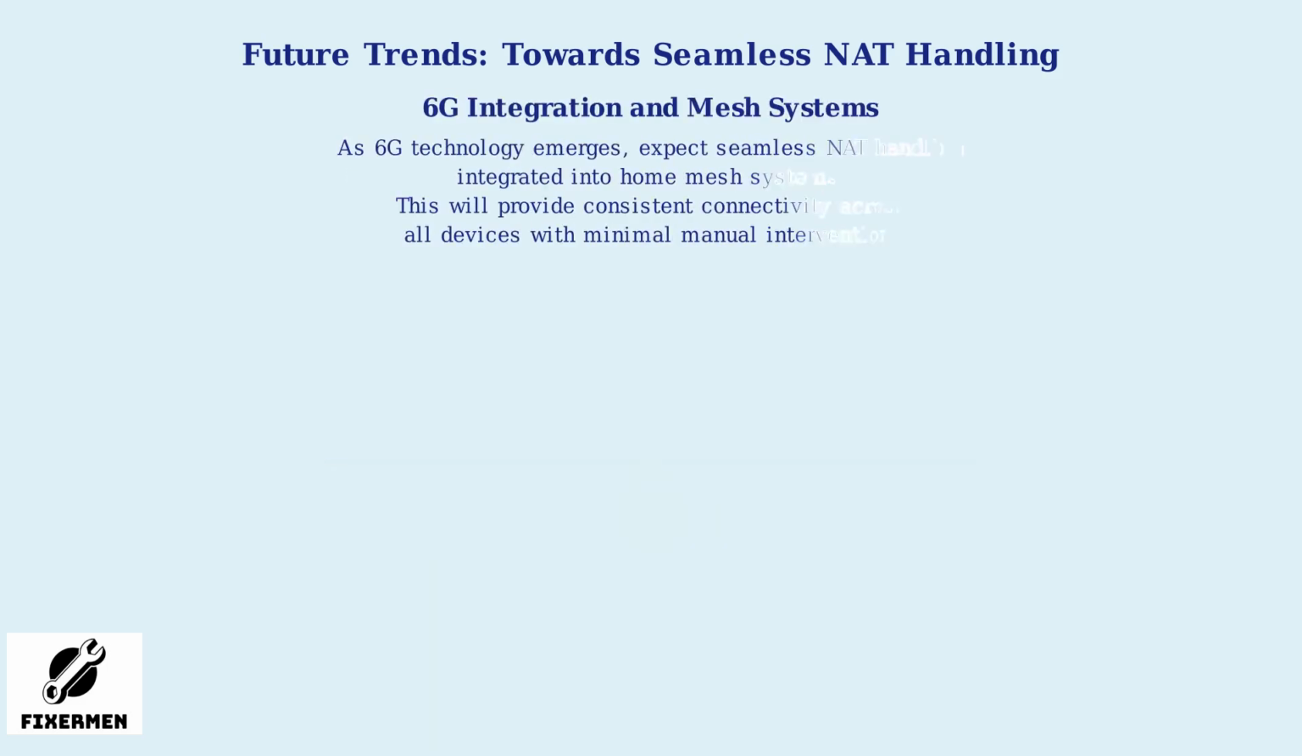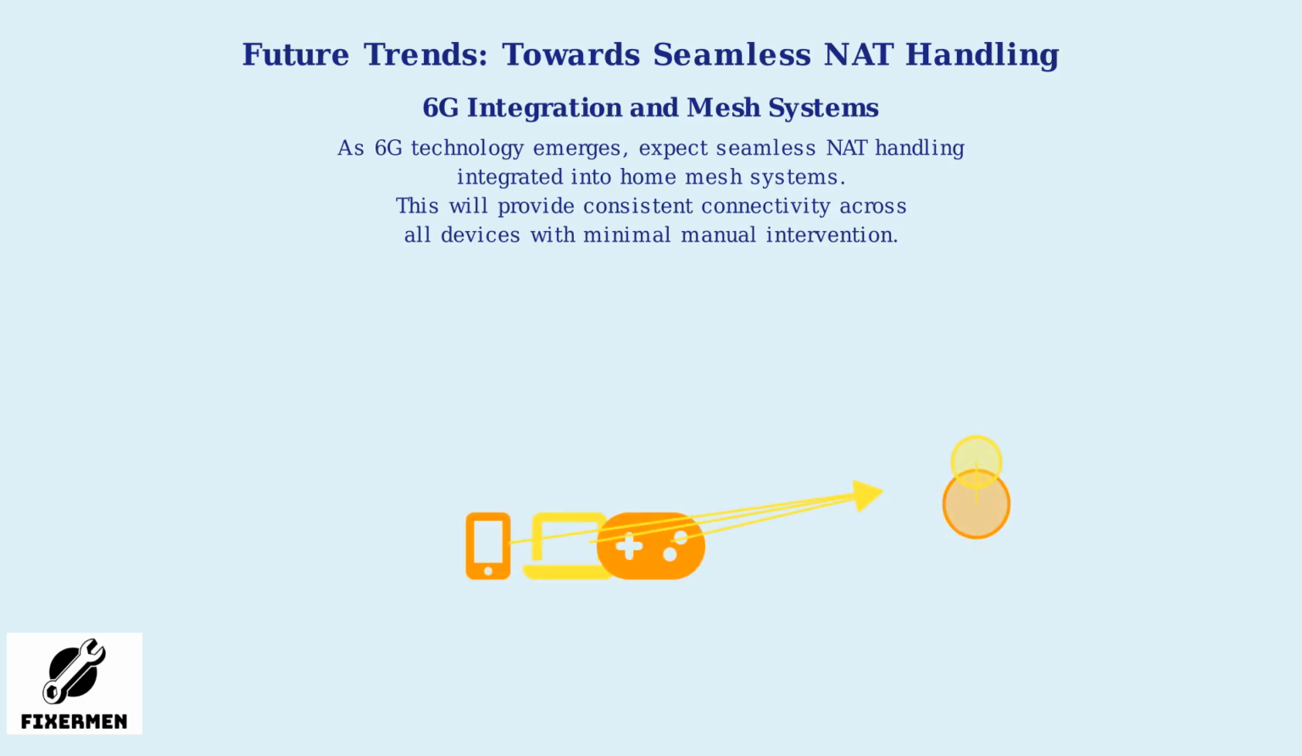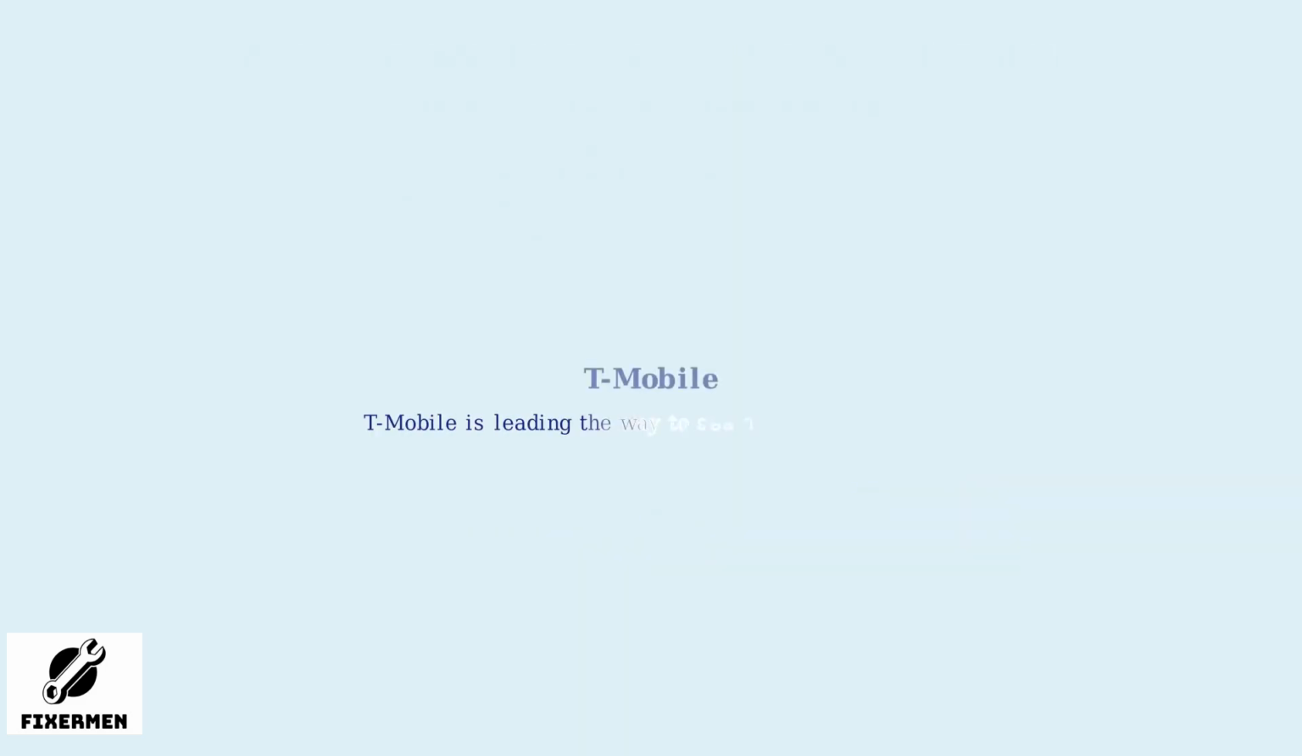Finally, with the advent of 6G networks, NAT handling will become seamlessly integrated into advanced home mesh systems. These intelligent networks will automatically manage connections across all your devices, from smartphones to gaming consoles, ensuring optimal performance without the need for manual fixes or configuration. T-Mobile is committed to evolving their home internet service, making strict NAT and connectivity issues a thing of the past. These future advancements promise a smoother, more reliable online experience for all users.